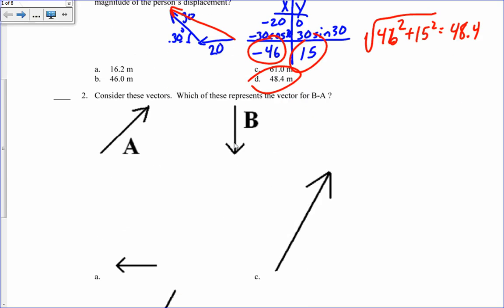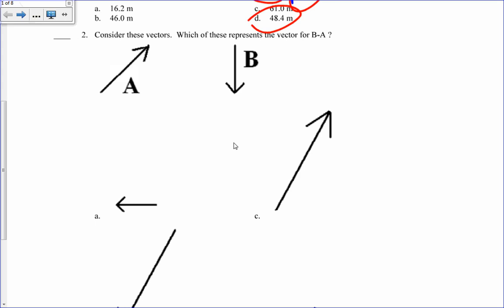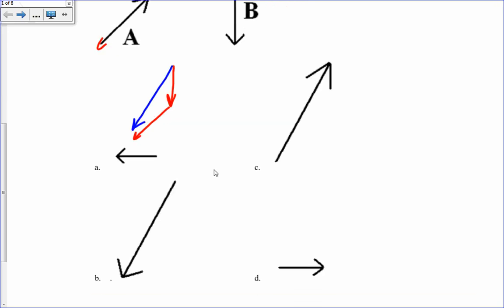Consider these two vectors. Which represents the vector B minus A? All right, well, B is drawn just as it is, and then minus A is the opposite of what we have here, and so the answer then should look like that. That is going to be B for number 2.